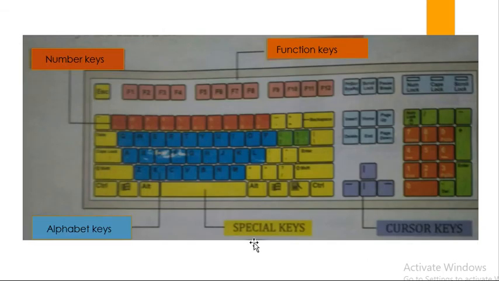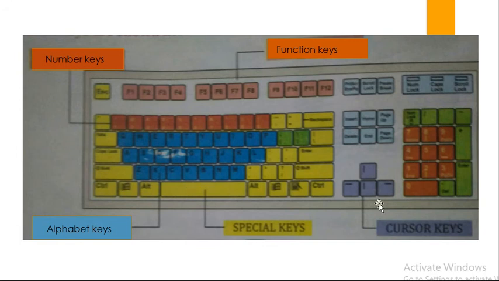So in this picture you can see this is a keyboard, and these orange color keys, from F1 to F12, are called function keys. Now these ones, which are red in color, these keys here and this side also, are called number keys because they contain numbers from 0 to 9. Now alphabet keys, these keys which are blue in color, from A to Z, are called alphabet keys because they contain alphabets. Now these yellow color keys are called special keys. They are called special keys because they are used for doing some specific or special work.